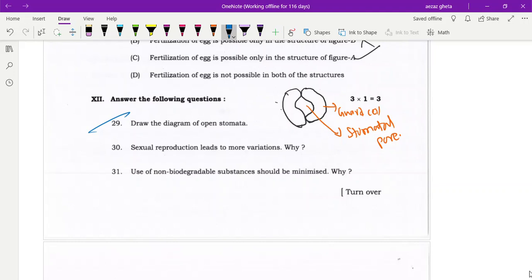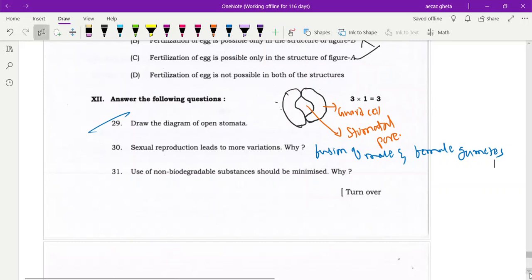Sexual reproduction leads to more variation. So yes, sexual reproduction leads to more variation. Why? Because there is a fusion of male and female gametes. Both the parents are involved, right? In asexual reproduction, there is no fusion of male and female gametes.